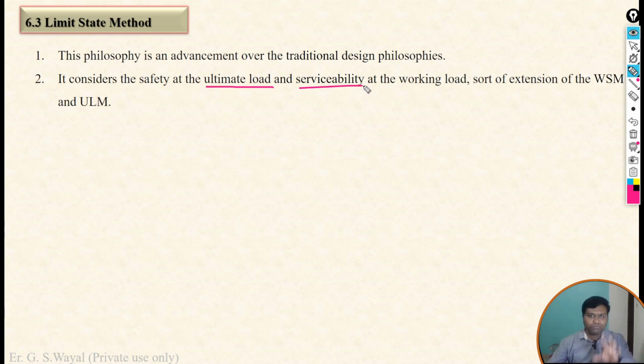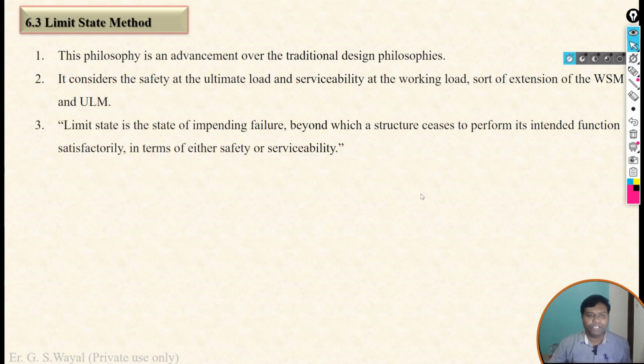Okay, so we are considering the design of a member by the limit state method. That is the most important thing for the design of any member. The limit state is the state of impending failure, beyond which a structure ceases to perform its intended functions satisfactorily in terms of either safety or serviceability.